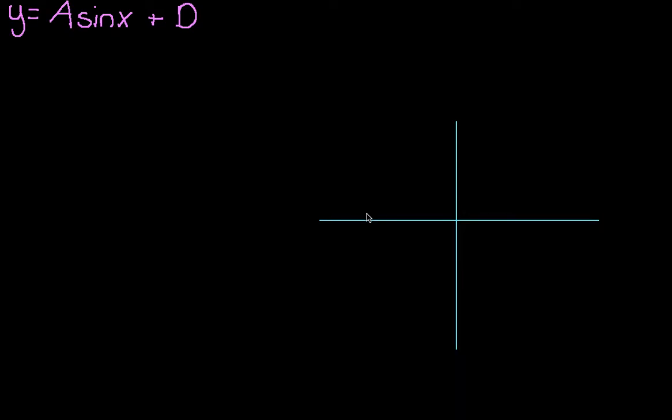The purpose of this video is to help you understand phase shifts, not phase shifts, vertical shifts and amplitude when graphing the sine function. So let's go over that. Sometimes your teacher is going to ask you to graph the general function y equals a sine of x plus d. What's important about this is that this a value represents the amplitude. Amplitude just means the distance from the middle of your graph to the top or from the middle to the bottom of your graph. And d is going to represent the vertical shift.